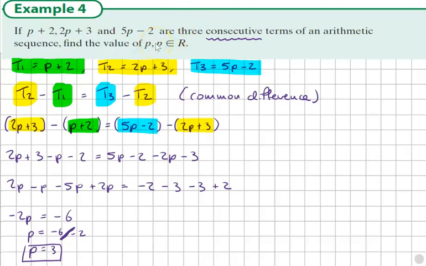But if it went on to say, hence, find the three terms, all you would have to do is sub in 3 in place of each of the p's. So 3 plus 2 is 5. So the first term is 5. Remember, we decided that this was term 1. This could be any term so long as they're consecutive. The next term is 2 times p, so 2 times 3, which is 6, plus 3 is 9. So the next term is 9, and so on. It didn't ask you to actually work out what the terms are, but in some questions it will.